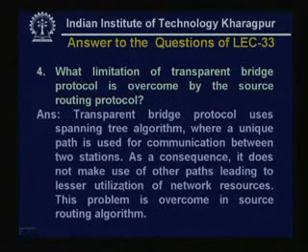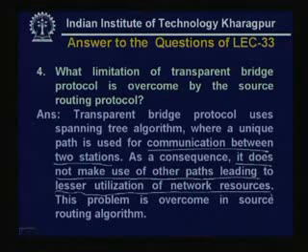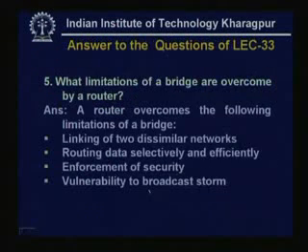Fourth question was, what limitation of the transparent bridge protocol is overcome by the source routing protocol? Transparent bridge protocol uses the spanning tree algorithm where a unique path is used to communicate between two stations. As a consequence, it does not make use of the other paths, leading to lesser utilization of the network resources. This problem is overcome in the source routing algorithm.